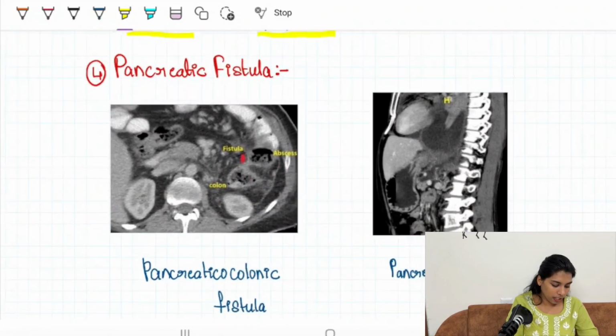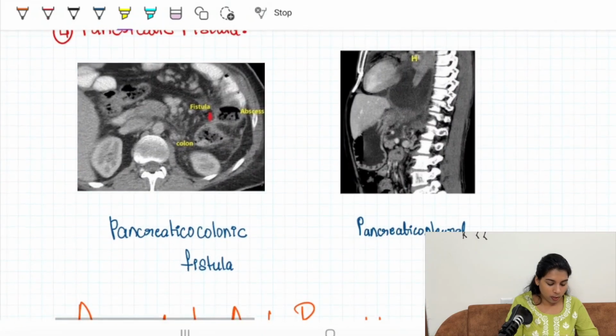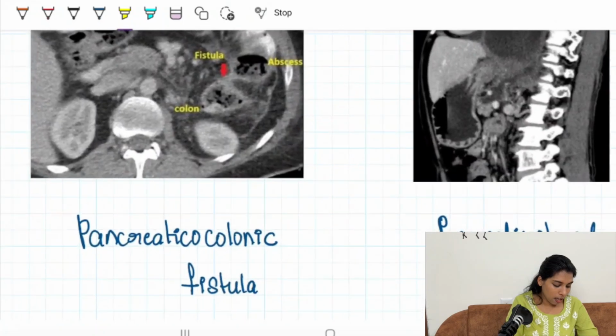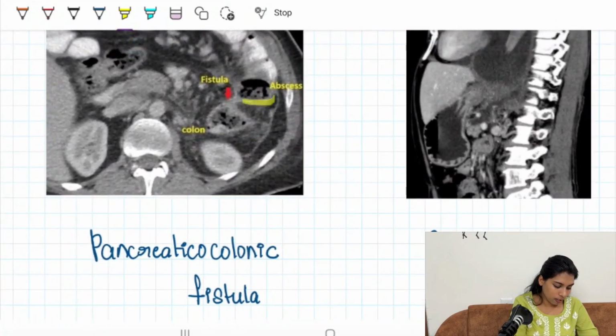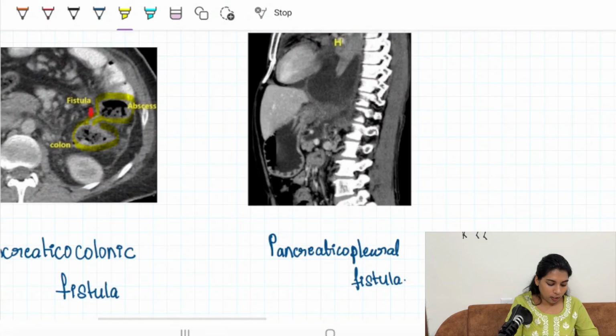Finally, one of the complications which is important as a radiologist to know is pancreatic fistula. There are two most common fistulas. Fistulas can be formed between the collection and any of the bowel, between the pleura, between just the cutaneous tissue. But most commonly we see these two types of fistulas, that is pancreatico-colic fistula. You can see that this is a pancreatic collection, this is the descending colon, and there is a fistula between these two structures. And the second most commonly seen is pancreatico-pleural fistula, as we can see in this example, right?